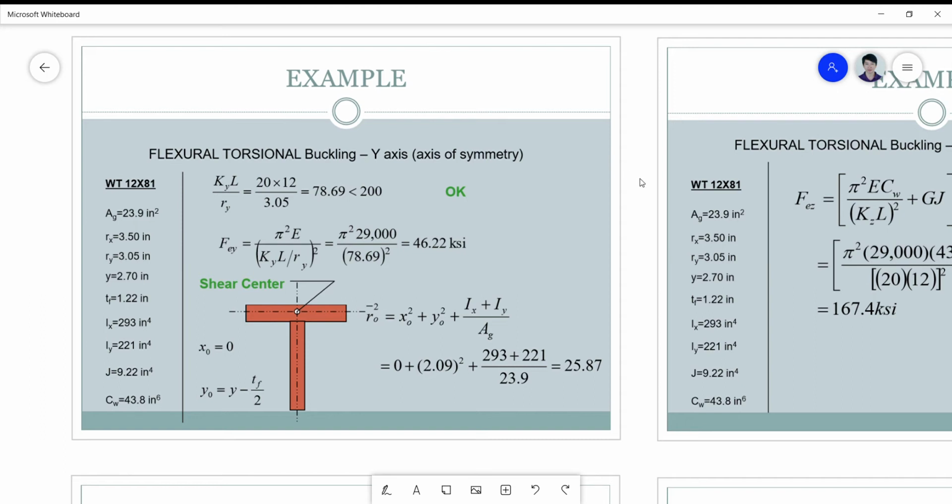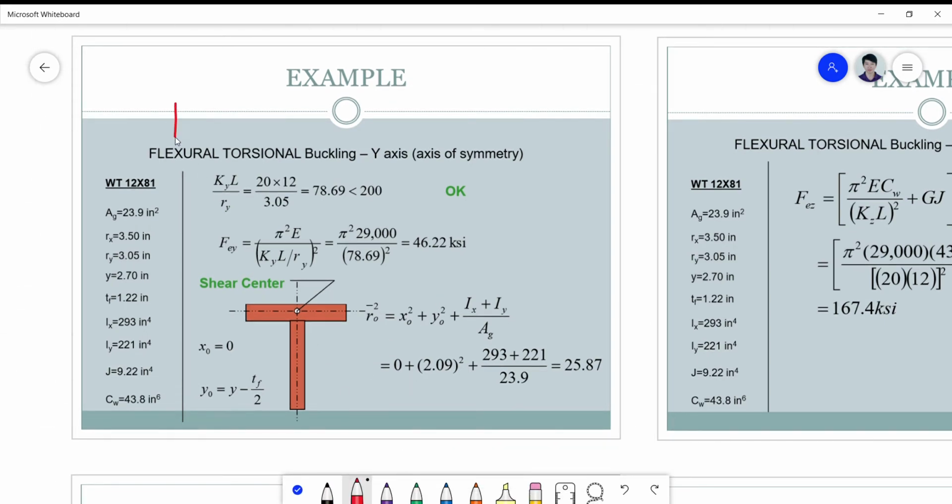Okay, class. So this is an example of a flexural torsional buckling problem. When you say flexural torsional, I want you to remember that we're talking here of flexure in the lateral direction. Lateral or flexional, they mean the same thing. They can be used interchangeably, no?